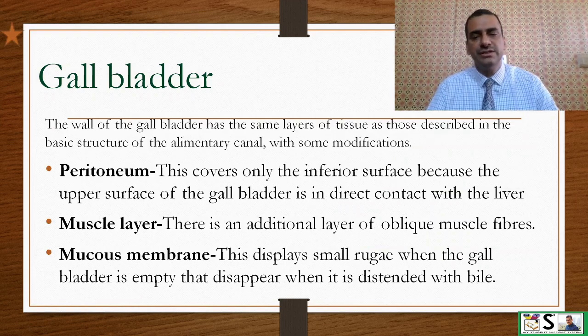The wall of the gallbladder has the same layers of tissue as those described in the basic structure of the alimentary canal, with some modification, like the peritoneum. The peritoneum covers only the inferior surface because the upper surface of the gallbladder is in direct contact with the liver. Muscular layer: there is an additional layer of oblique muscle fibers in the gallbladder. Mucous membrane: this displays small rugae when the gallbladder is empty and disappear when the gallbladder is distended with bile.